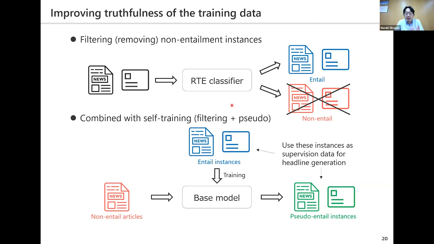So we use the entailment classifier to filter out insufficient articles from the supervision data of headline generation. In this way, we can build clean supervision data where the source article contains sufficient information for headlines. However, this reduces the number of training instances of headline generation. So in order to compensate for the reduced number of training data, we also use a self-training strategy to generate pseudo headlines from discarded articles.